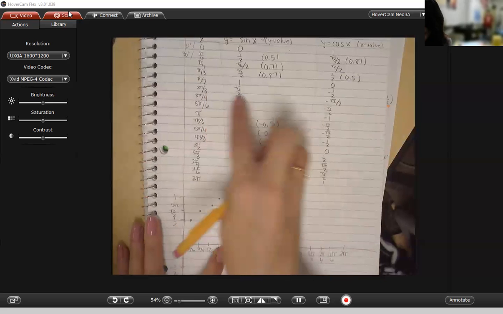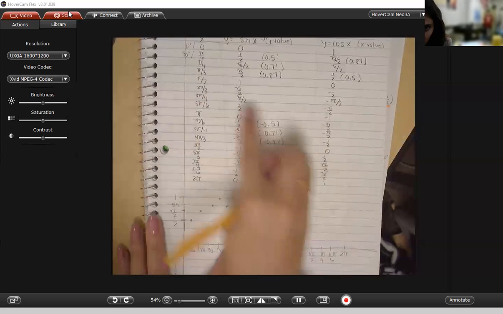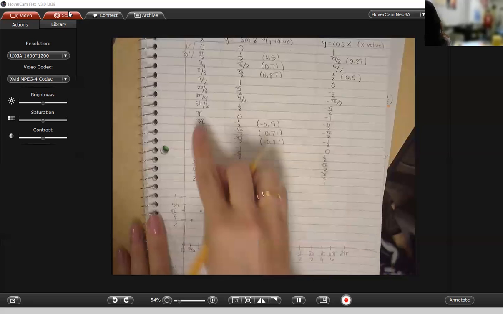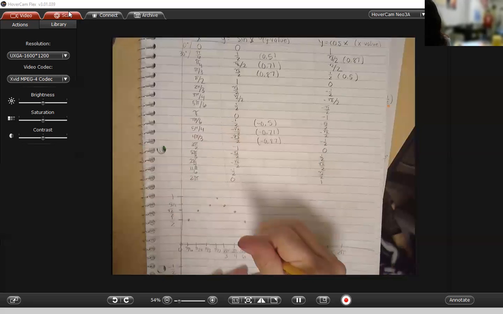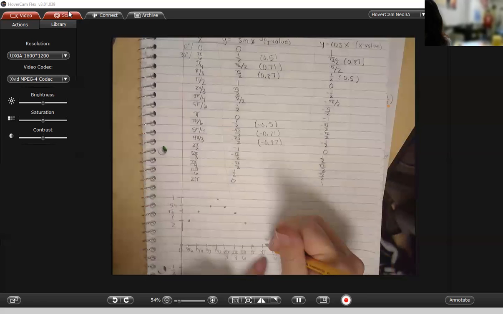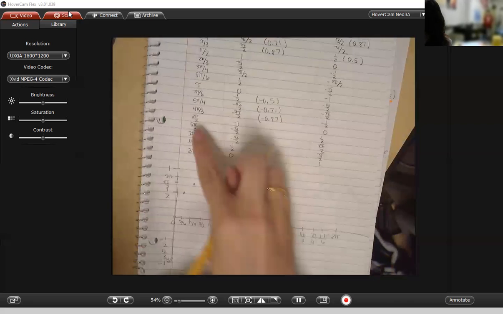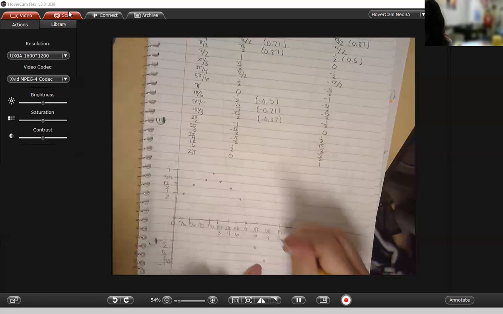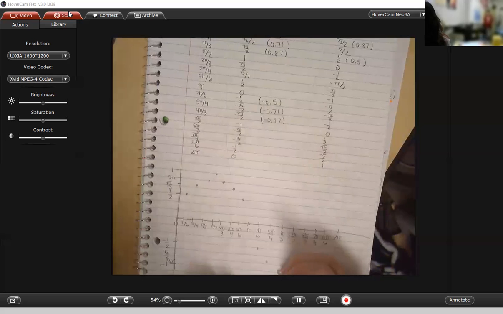Then I go to 2 pi over 3, my sine is back to rad 3 over 2. 3 pi over 4, I have rad 2 over 2. 5 pi over 6, I have 1/2. And then at pi, I go down to 0. And then at 7 pi over 6, I'm down to negative 1/2. 5 pi over 4, I'm at negative rad 2 over 2. At 4 pi over 3, I'm at negative rad 3 over 2.